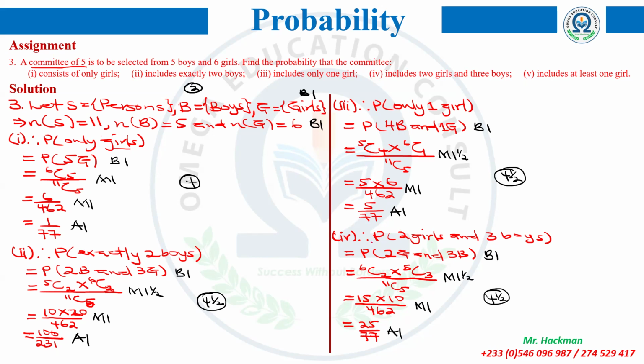Therefore, IV, what are we looking for? Includes 2 girls and 3 boys. So here, P(2 girls and 3 boys) will be equal to 2G and 3B. So what are we going to get here? 2 out of a total of 6 girls, so 6 combination 2, times 3 out of a total of 5 boys, so 5 combination 3, all over your denominator, 11 combination 5. So again, use your calculator to find each of them. Then after that, you come and simplify, which gives you what we have here.